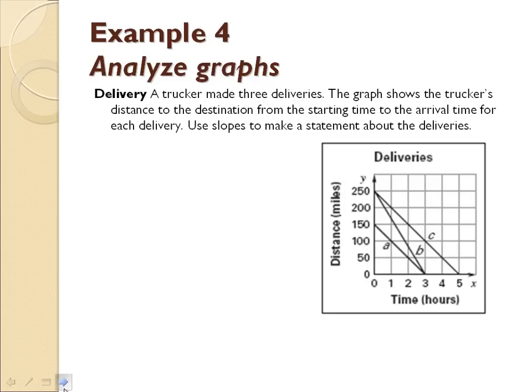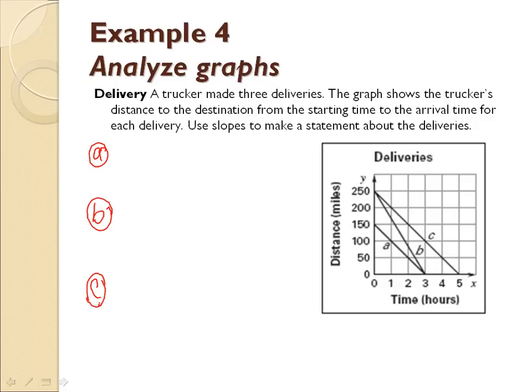Example 4. Let's look at example 4 here. It says a trucker made 3 deliveries. The graph shows the trucker's distance to the destination from the starting time to the arrival time for each delivery. Use slopes to make a statement about the deliveries. So what we need to do is go through and find the slopes of each of these. So we need to find the slope for A, the slope for B, and the slope for C.